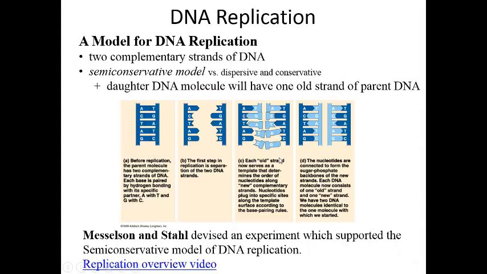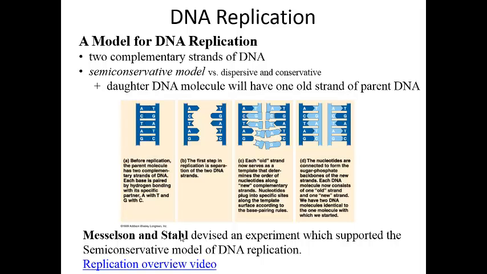Welcome to AP Biology. This video is on the semi-conservative model of DNA replication. The current model of replication that we accept today is the semi-conservative model, and this model was proved correct by an experiment performed by two scientists named Meselson and Stahl. We'll be looking at the Meselson and Stahl experiment in just a moment.